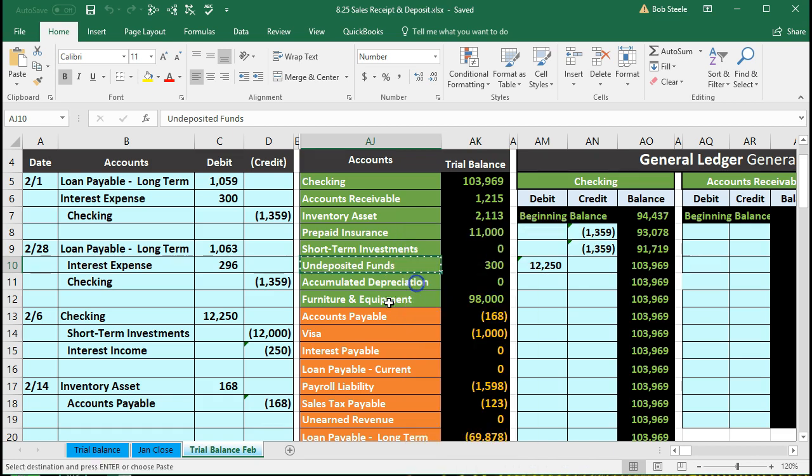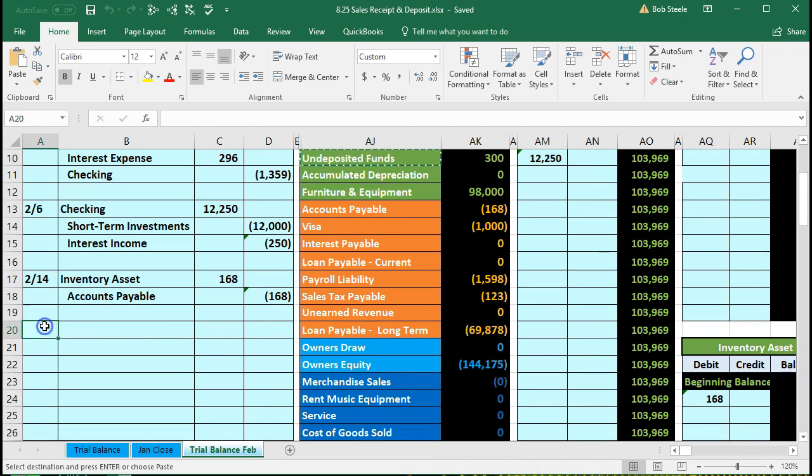So we're going to copy the undeposited funds, scroll down to the next open area. The date is going to be 2/12. Let's put that one more time, 2/12. And I know we're jumping around on the dates a little bit on this second problem here. We'll put the undeposited funds on top in B20, right click and paste 1, 2, 3.